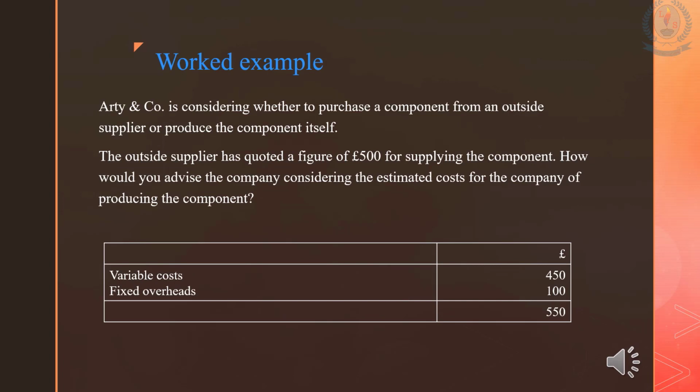Now let us see how the make or buy decision is made. RTN company is considering whether to purchase a component from an outside supplier or produce the component itself. The estimated costs to the company of producing the component are as follows. Variable costs £450, fixed overheads £100, total £550. The outside supplier has quoted a figure of £500 for supplying the component. How would you advise the company?